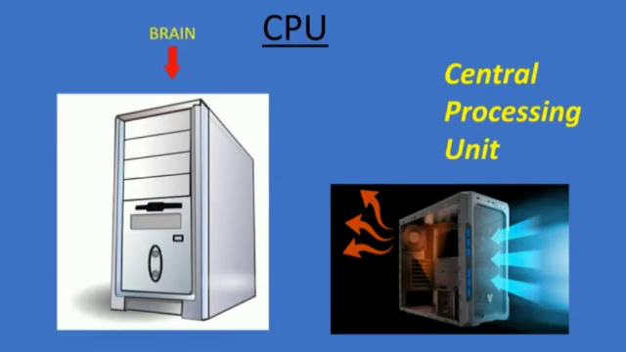Now children, a CPU controls all the parts of a computer like monitor, keyboard and mouse because they all are connected to the CPU. When they all are connected to the CPU, then only the CPU helps them to work.